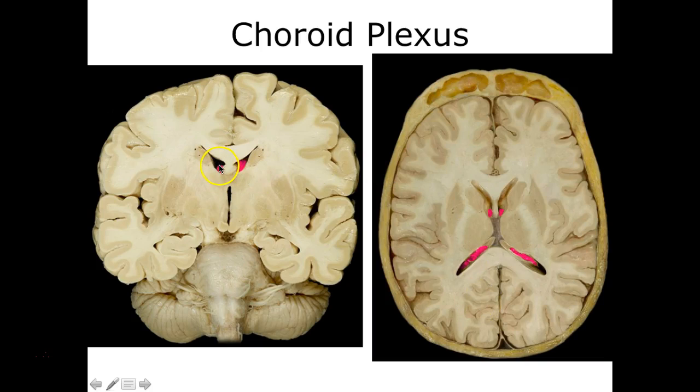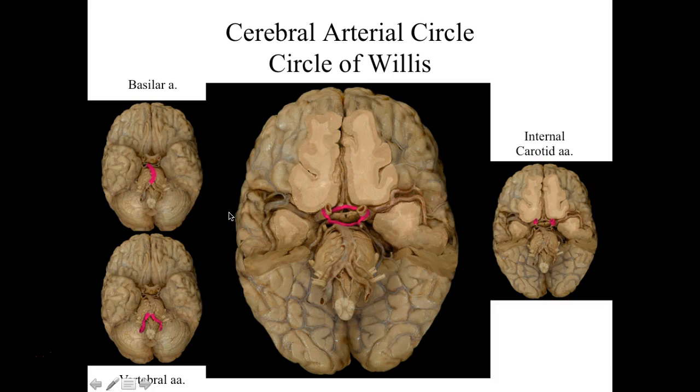And these are just more views of that lateral ventricle, but in this case we can see that choroid plexus left in place. So remember, that's a network of capillaries that's going to help create the cerebrospinal fluid. And here's our third ventricle again.